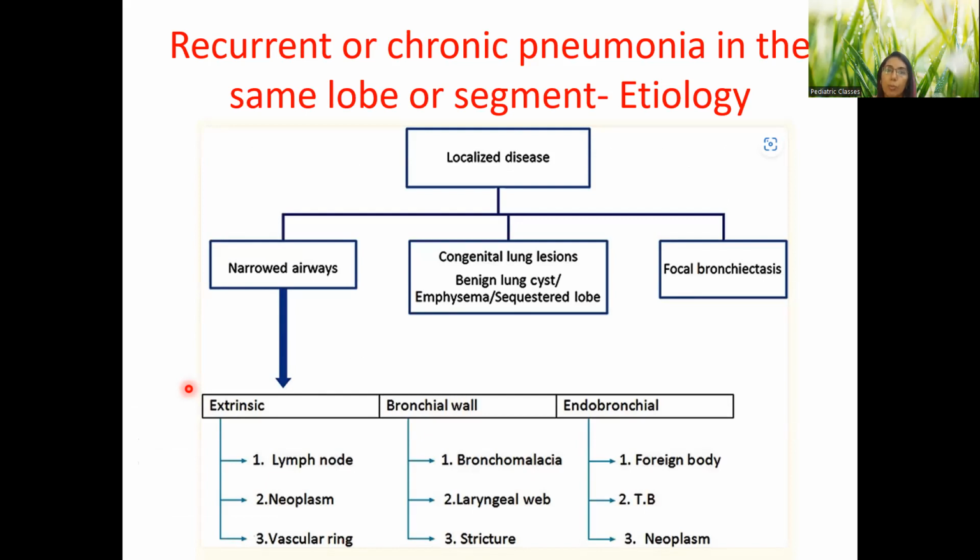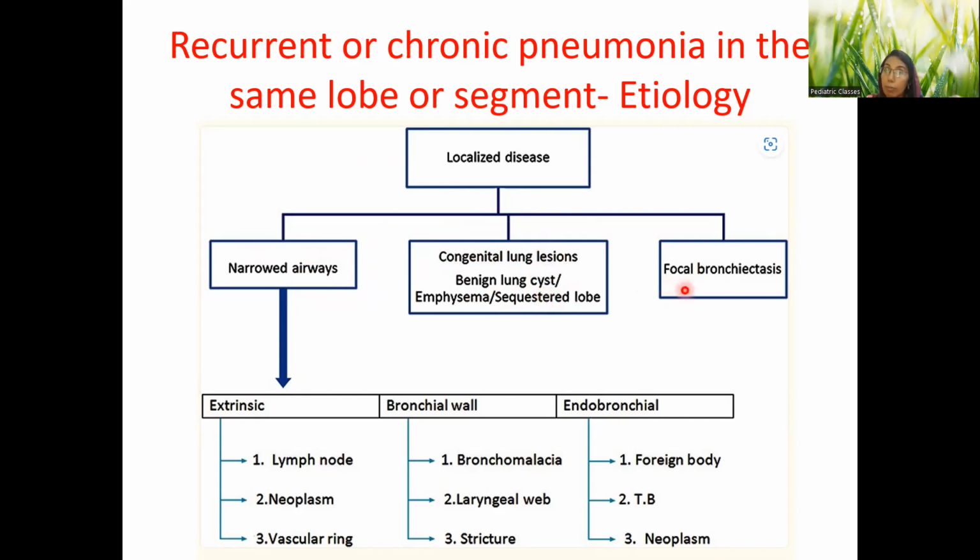First, let us see the causes of recurrent pneumonia in the same lobe or segment. So there is a localized disease. It can be because of 3 pathologies. It can either be because of narrowed airways, or because of congenital lung lesions like a benign lung cyst, an emphysema, or a sequestrated lobe. We have discussed congenital lung malformations in detail in my previous video. If you have not watched that video, you can go back and refer to it.